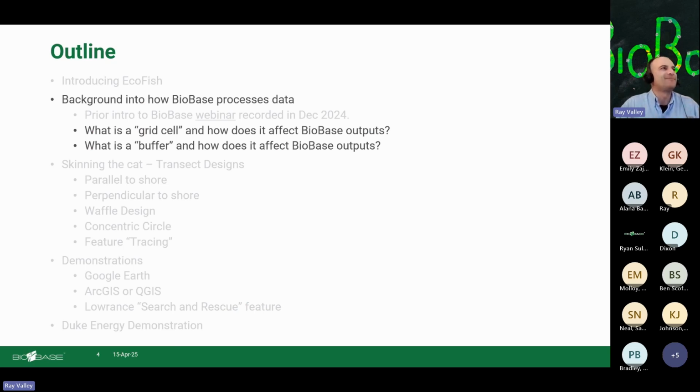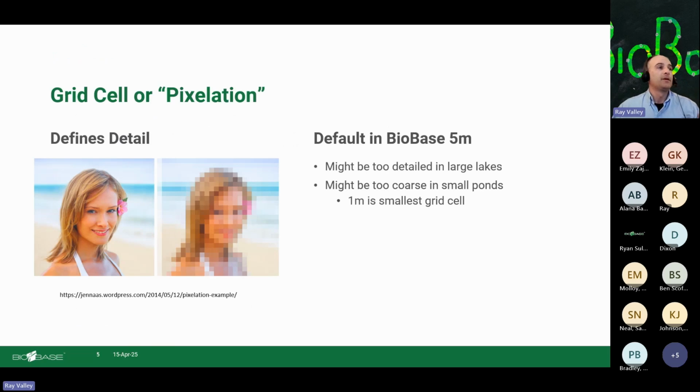Okay, thank you. So first, before we get into how do we design transects, how do we execute a transect survey, let's talk a little bit about the basics of what a grid cell is, how does that affect Biobase outputs, what is a buffer, how does that affect Biobase outputs, this jargon to get our head around some of the basics of when you create an interpolated map. What are those components? Okay, so first, starting out with grid cell.